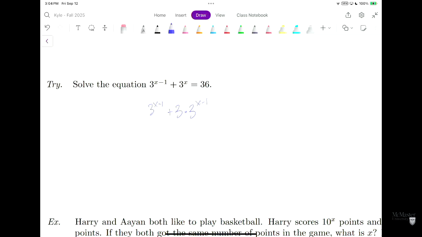So we'll decompose our 3 to the x as 3 times 3 to the x minus 1. We'll factor out our 3 to the x minus 1. So we'll factor that out. We have 1 plus 3.